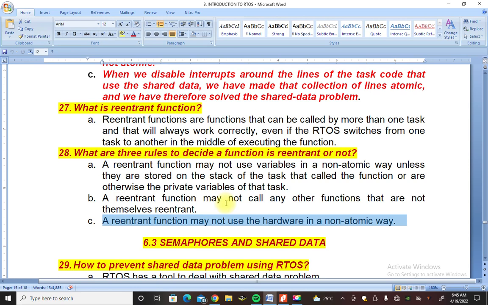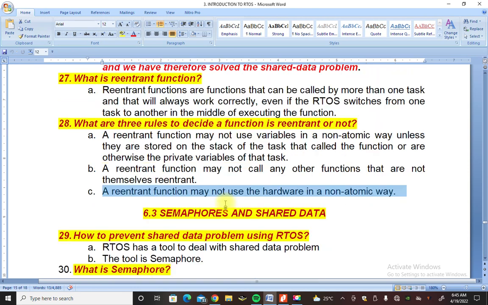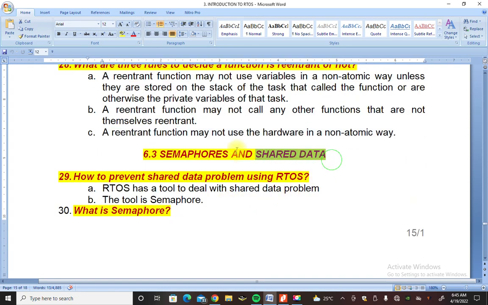So the reentrant functions more or less should be atomic, then only it can be a reentrant function. Even though the task code and the interrupt service routine share the data, the shared data problem will not happen. Okay. So there is something like semaphores, which is a very important feature in the real-time operating system, which we are going to discuss now.